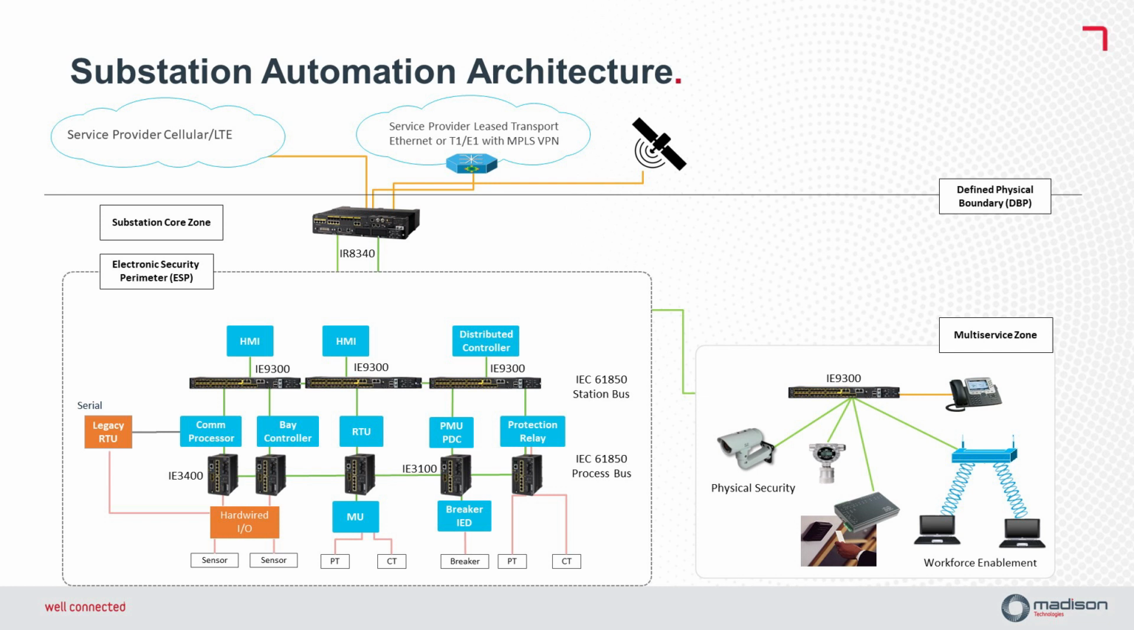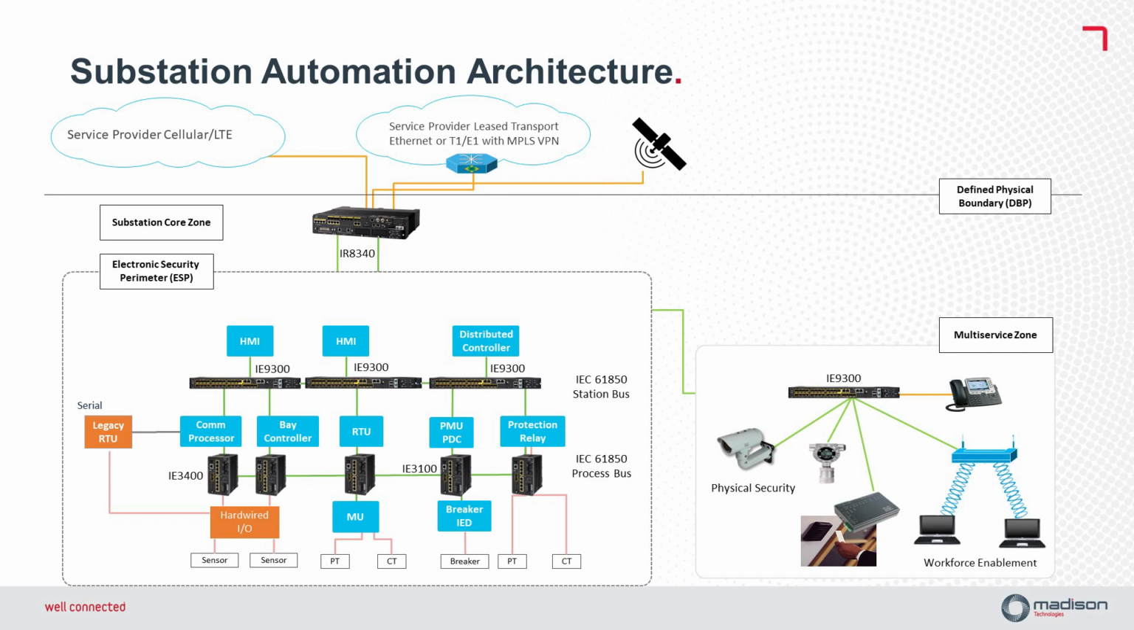Next is the Electronic Security Perimeter Zone. The Electronic Security Perimeter Zone is a high-tech security boundary that helps keep the power grid safe from both physical and digital threats. It includes all grid operations infrastructure and is the highest security zone.